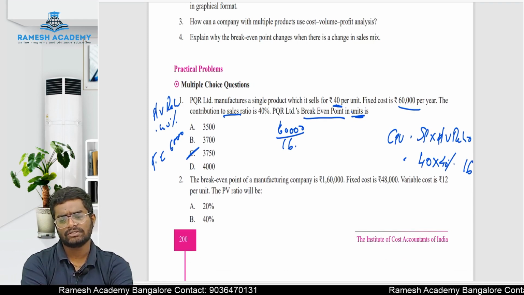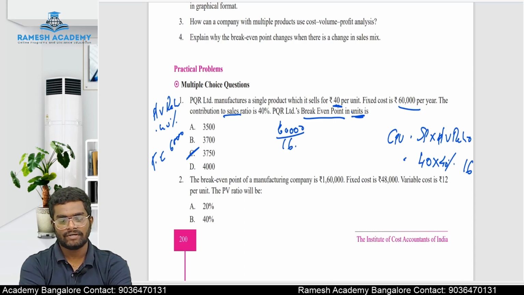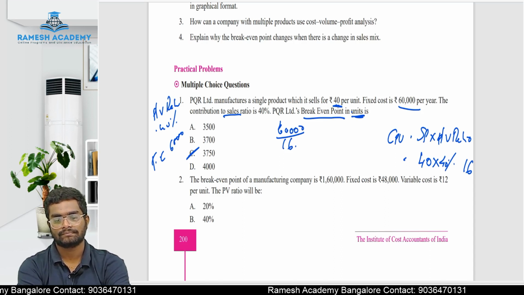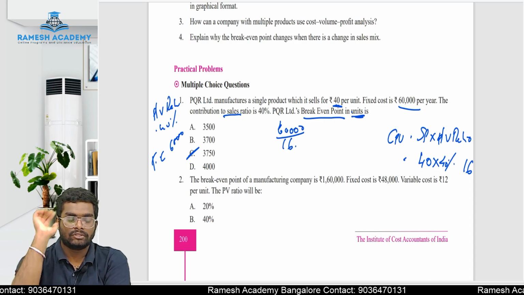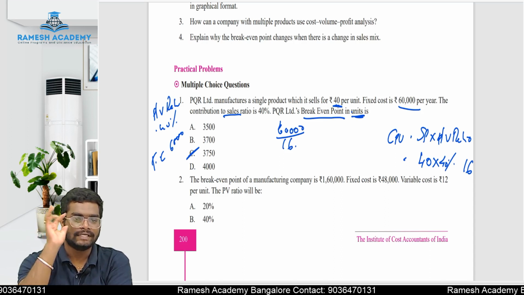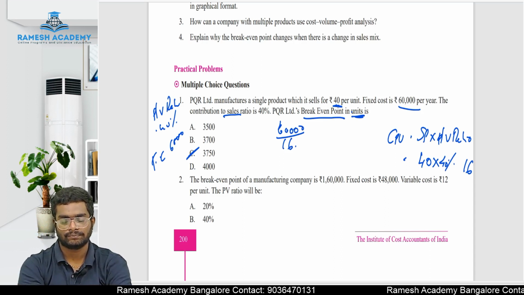So the second question is also to find the PV ratio. We have the fixed cost, we have the break even point. Just find out the PV ratio. Very simple. So the formula will be the same, but we have to interchange the variables. That's it. Please find it out. Question number 2.